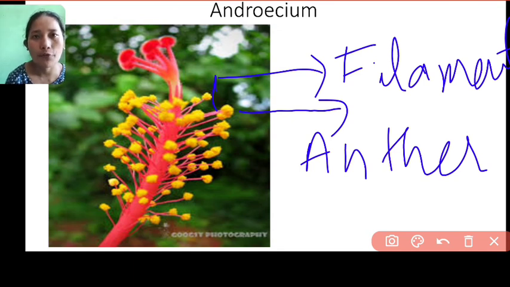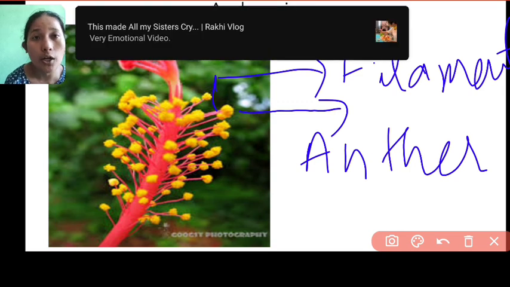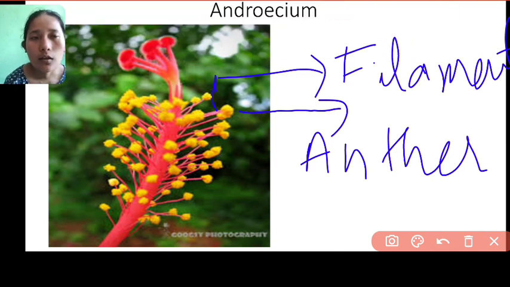So your flower had four whorls: calyx, corolla, androecium and gynoecium. Calyx and corolla are referred to as non-essential parts of the flower. Androecium and gynoecium are called essential parts of the flower, because their primary function is to carry out reproduction. They hold the reproductive parts. That's why they are referred to as essential parts of the flower.